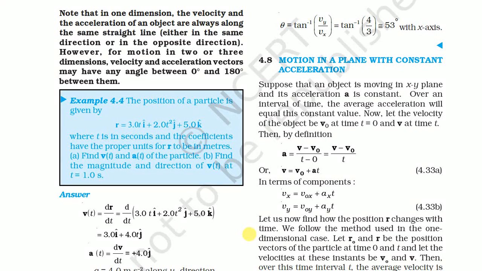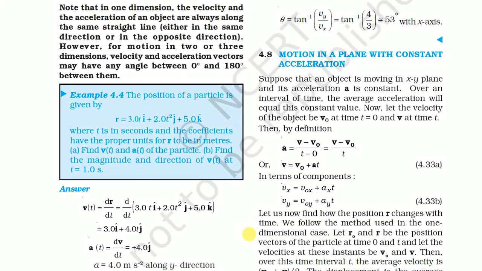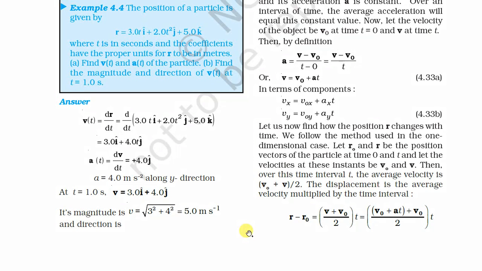Now see here, suppose that an object is moving in an xy plane and its acceleration a is constant over an interval of time. The average acceleration will equal this constant value. Now let the velocity of the object be v0 at time t equals 0 and v at time t. Then by definition we get a equals (v minus v0) divided by (t minus 0). So v minus v0 divided by t equals a, and we get v equals v0 plus at. In terms of components, vx equals v0x plus axt, and for y we write vy equals v0y plus ayt.